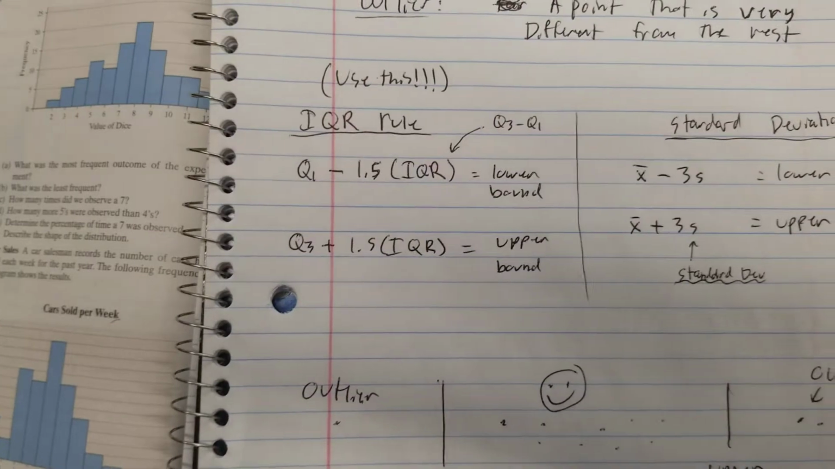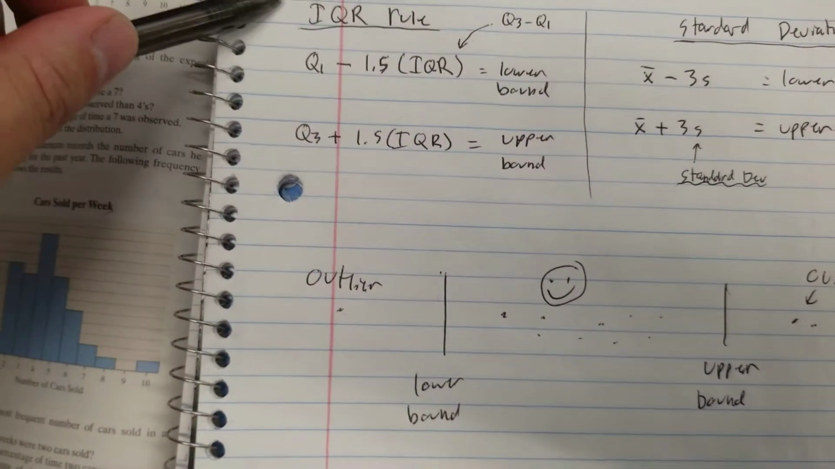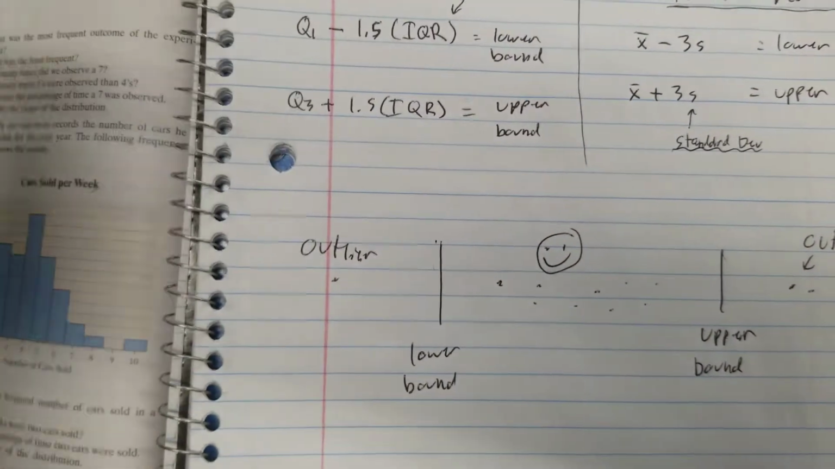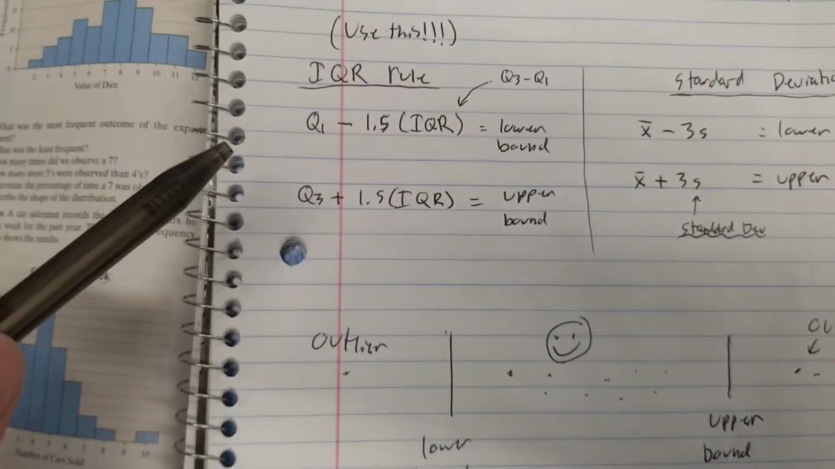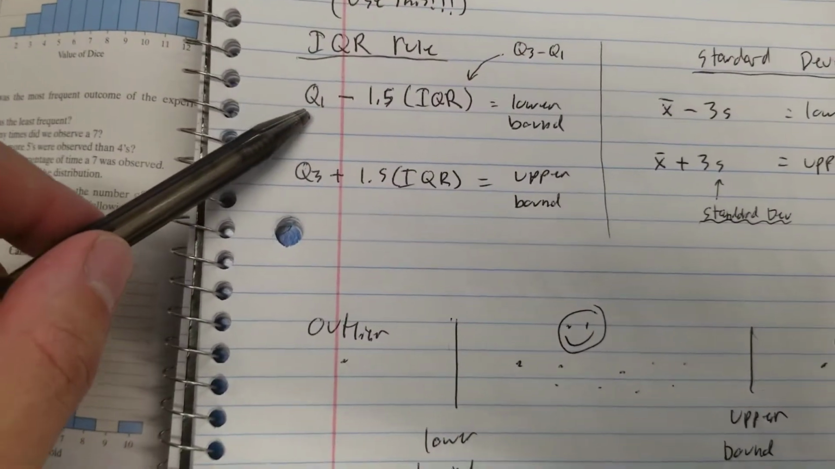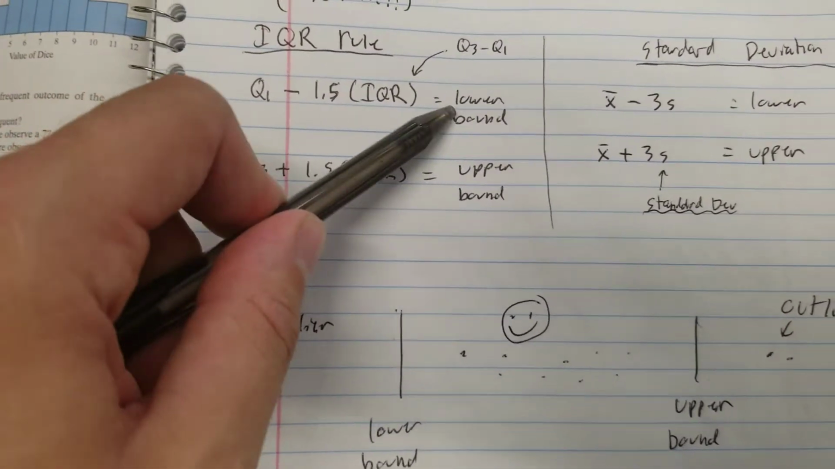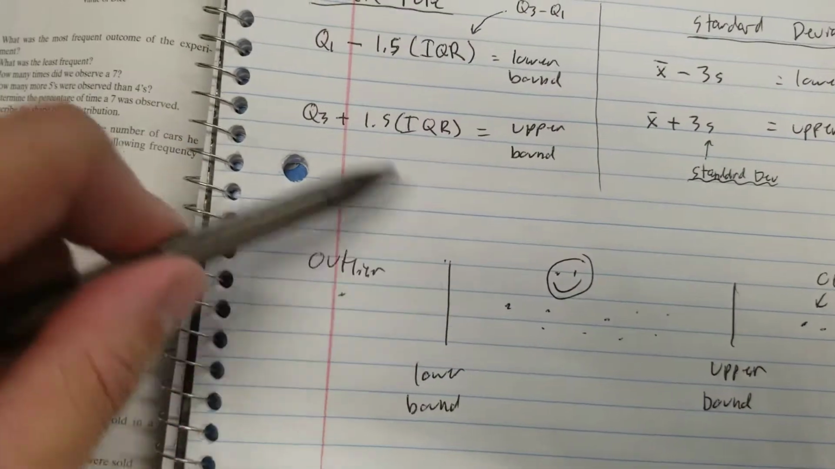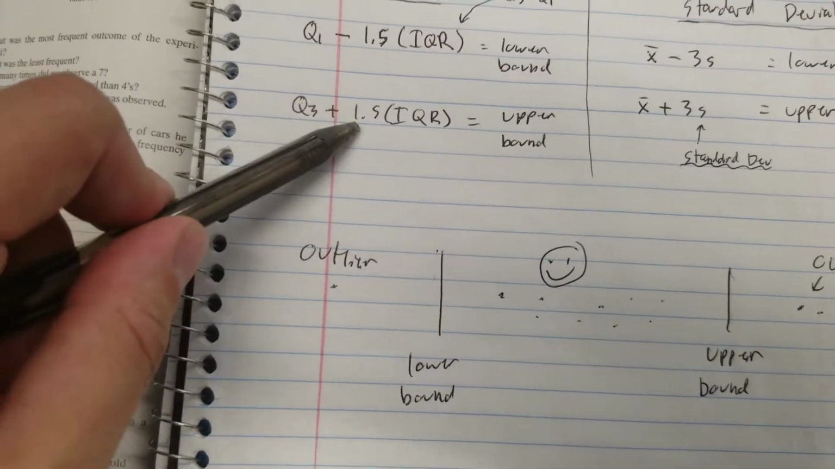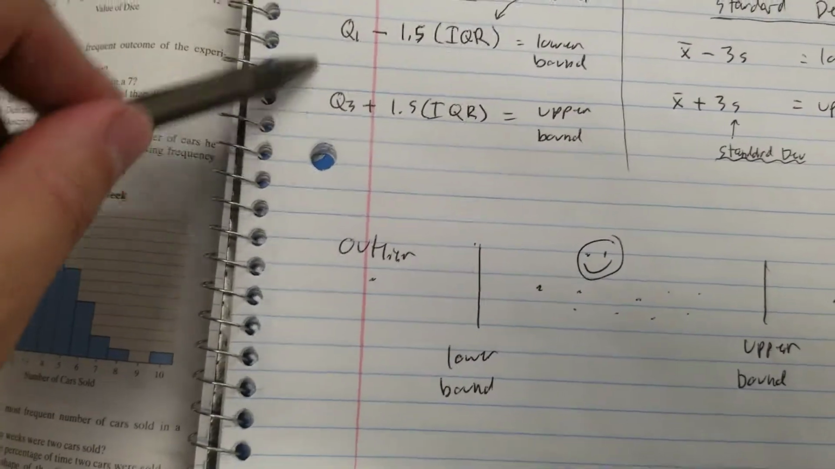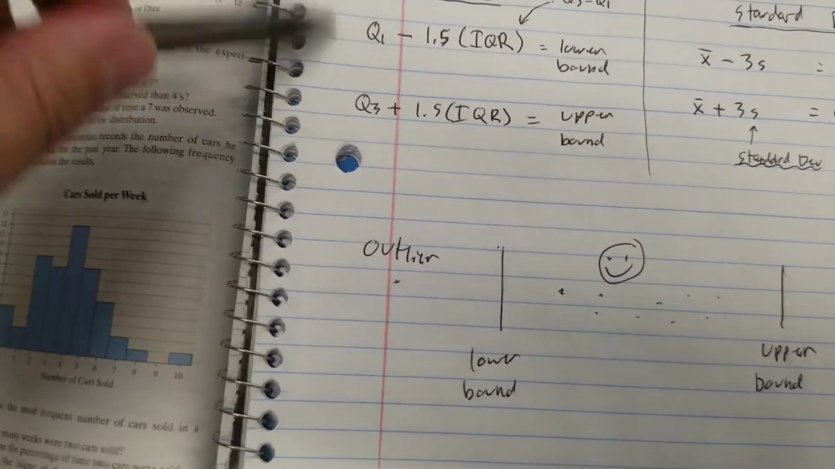So my favorite rule is the IQR rule. Remember, the IQR is quartile 3 minus quartile 1, or that box part of a box plot. To find your lower boundary, you take Q1 minus 1.5 times IQR. That gives you your lower imaginary boundary. Your upper boundary is Q3 plus 1.5 times IQR. Remember, these are different numbers, Q1 and Q3. Don't put them in there wrong.